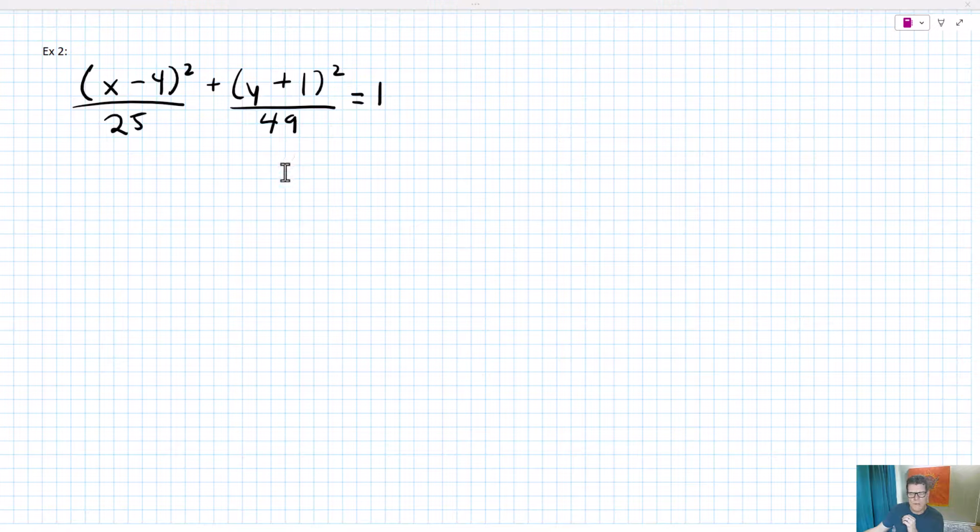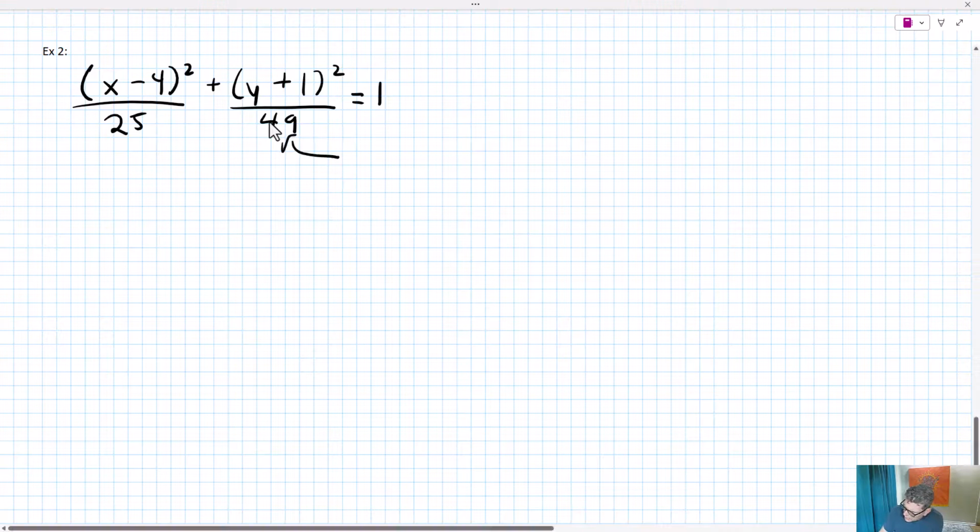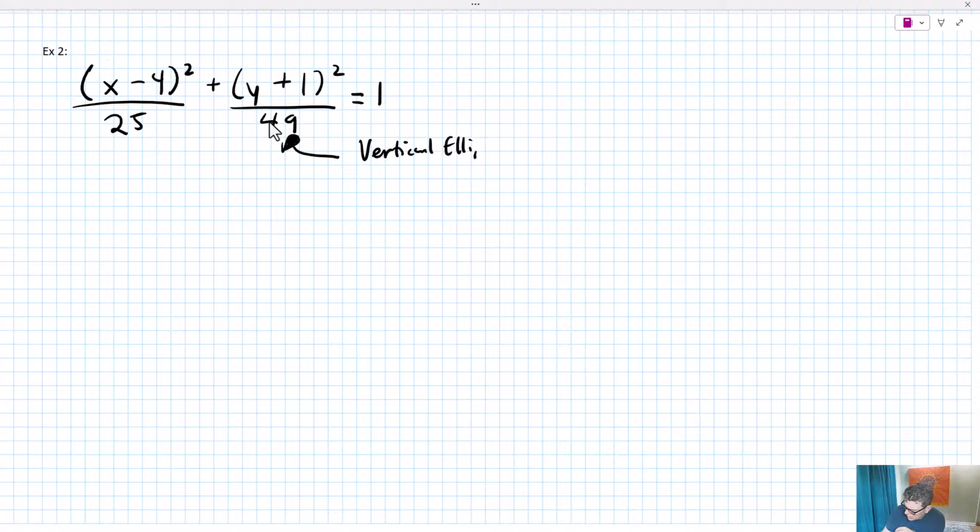All right, so now let's take a look at another example. Let's say, for example, we have (x minus 4) squared over 25 plus (y plus 1) squared over 49 equals 1. So what we'll do first is we'll examine and we'll see that under the y, we have a larger value, and so consequently this is going to end up being a vertical ellipse. My major axis is going to be vertical.